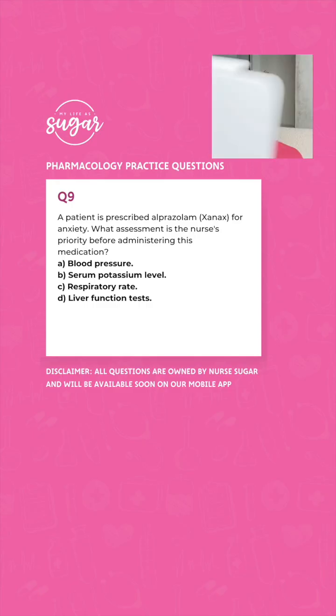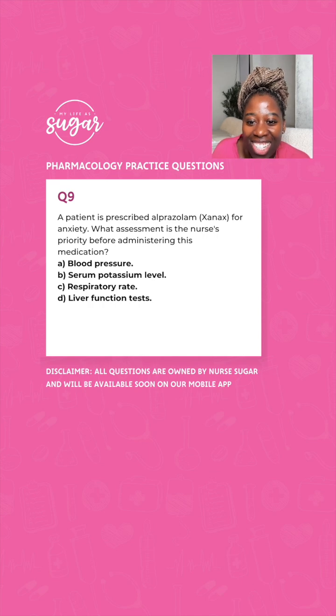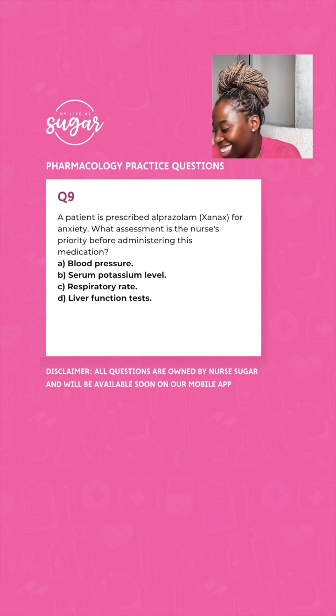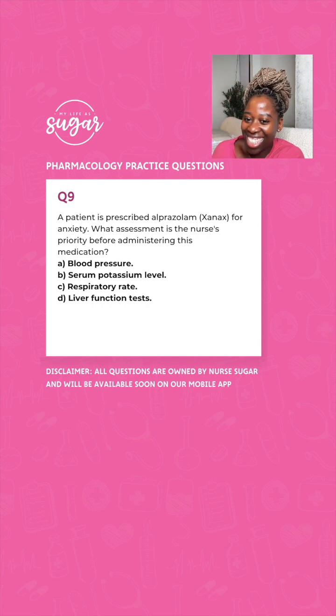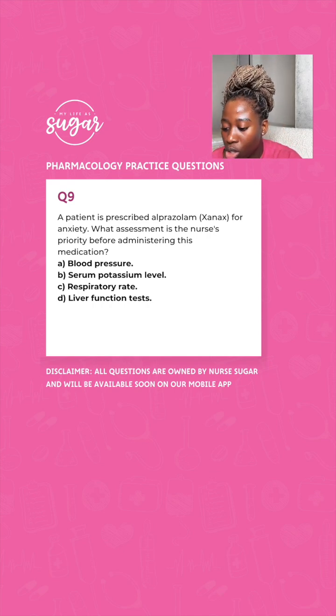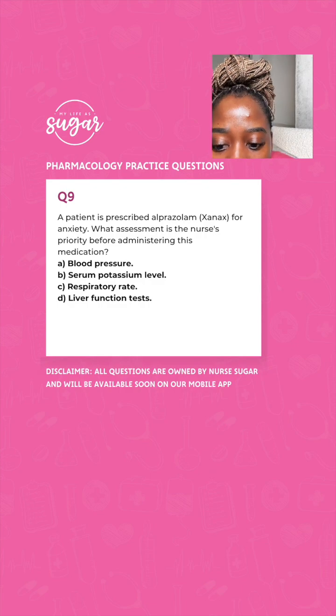Your patient is prescribed Xanax for anxiety. What assessment is the nurse's priority before this administration? Blood pressure, serum potassium level, respiratory, liver function. So you guys are going C. Are you guys familiar with this medication? I think it's a pretty common medication that a lot of people take or know someone that takes. Yes, your answer is C, correct.